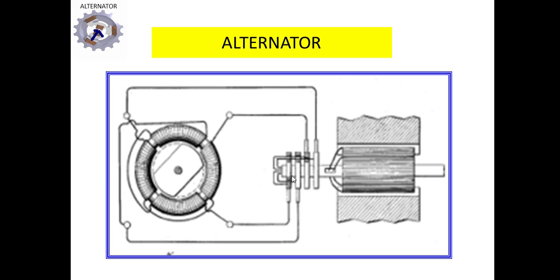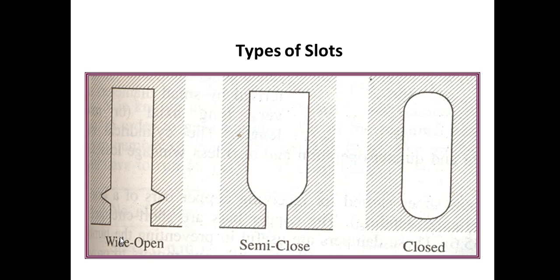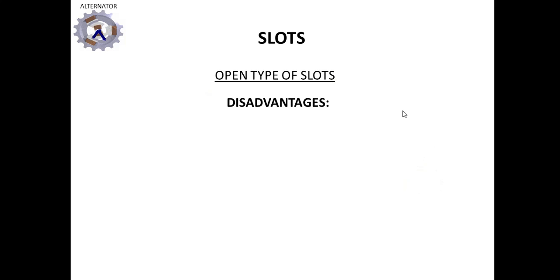Here are the machine slots. We have three types of slots: open type, semi-closed type, and closed type. The figure shows the placing of the winding in the slots. For the wide open type, the winding is placed in between the slots. These are laminated silicon steel laminations, and the semi-closed and closed types also have windings. The open type slots have some disadvantages.